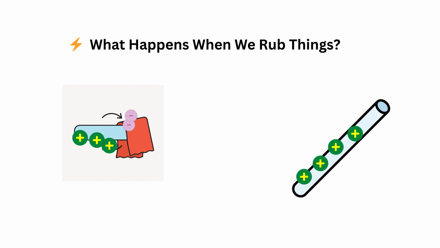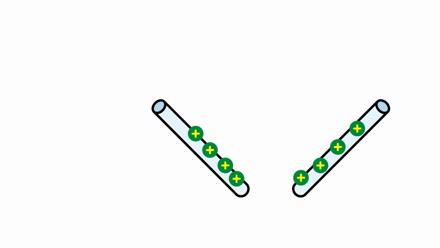One object gains electrons and becomes negatively charged. The other object loses electrons and becomes positively charged. This separation of charge creates static electricity. When two glass rods rubbed with silk cloth are brought together, they repel each other, because like charges repel and unlike charges attract.